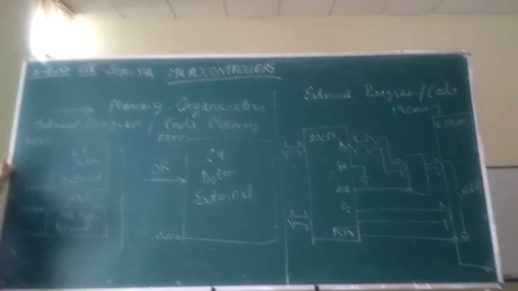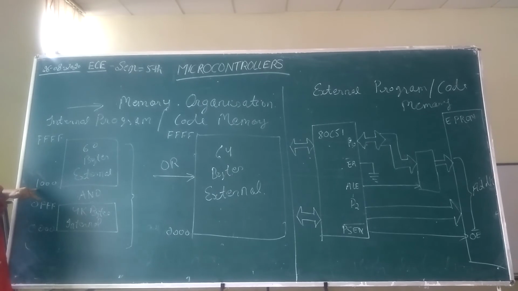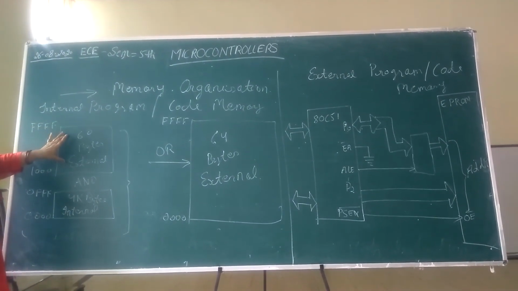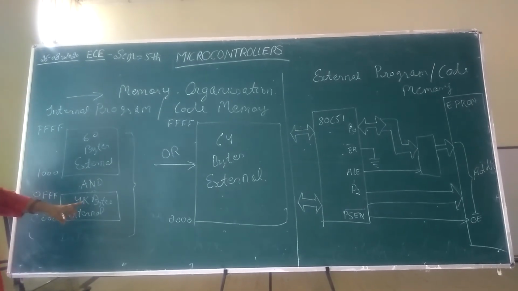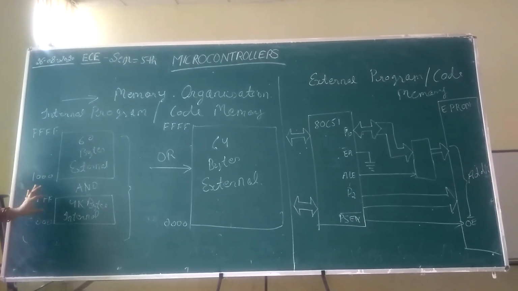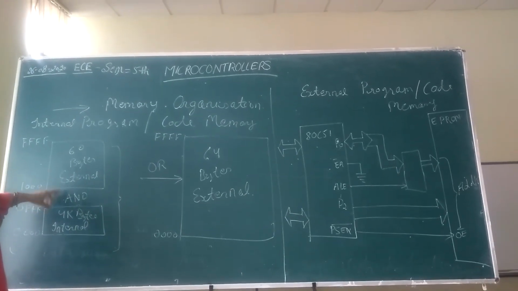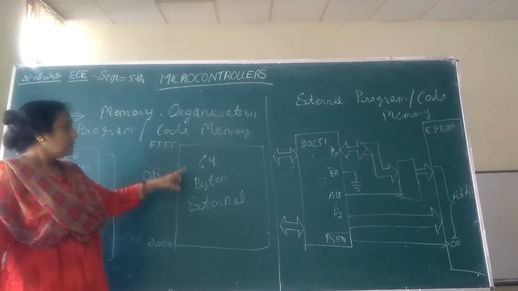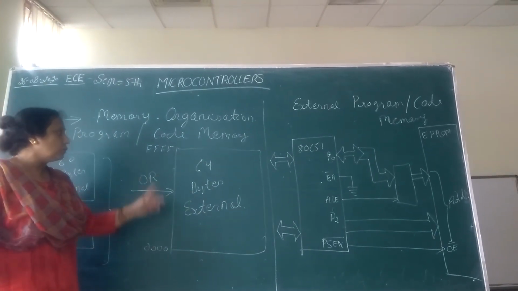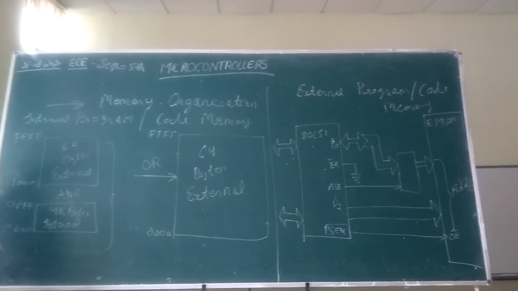In this internal memory, there is a 4 kilobyte memory in which the data is from 0000 to 0FFF. This much data is stored in this memory. And adding these, a gate is used, and this will go to the 64 kilobyte external memory in which data is stored from 0000 to FFFF. This is our internal program or code memory.